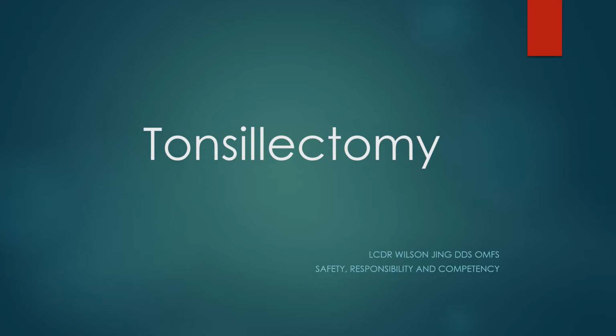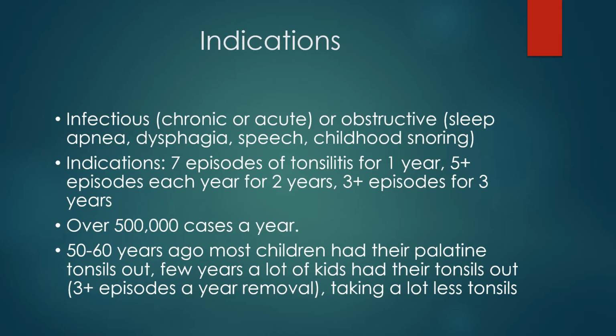Good evening. Today we're going to be talking about tonsillectomy. First, we're talking about indications. They're typically divided into two categories: infectious and obstructive. Infectious could be acute or chronic. Example of acute would be peritonsillar abscess. Example of chronic would be multiple episodes of tonsillitis. Obstructive, you have sleep apnea, dysphagia, speech, or childhood snoring.